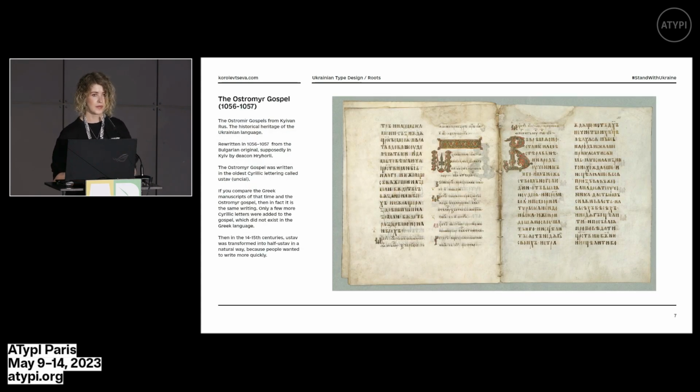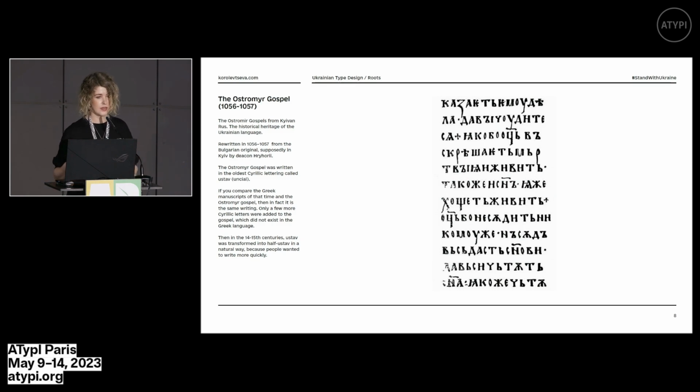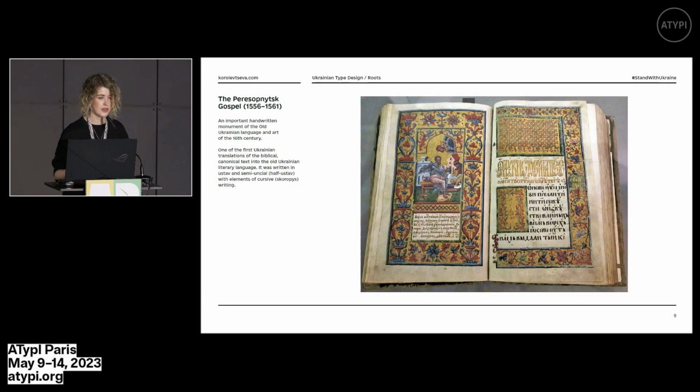Also, one of the important historical heritage examples is this Ostromir Gospel from Kievan Rus. It was rewritten in 1056-57 from the Bulgarian original, and it was written in the oldest Cyrillic lettering called Ustav, or Uncial, we call it. So it's very important, and you can see the example of Ostromir Gospel here.